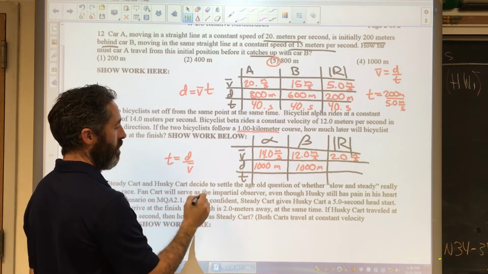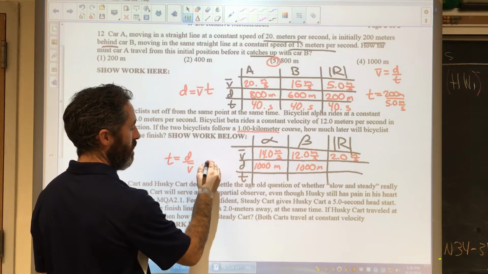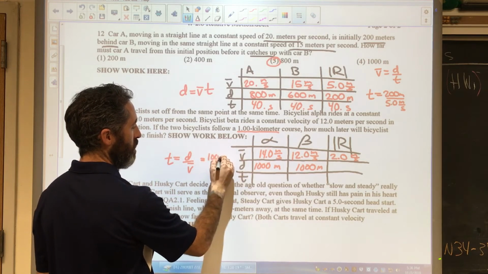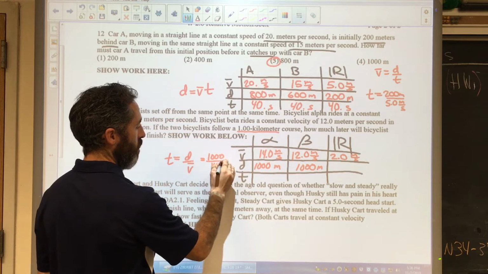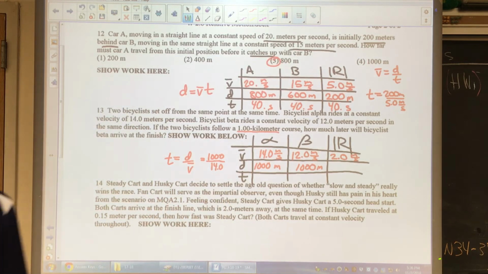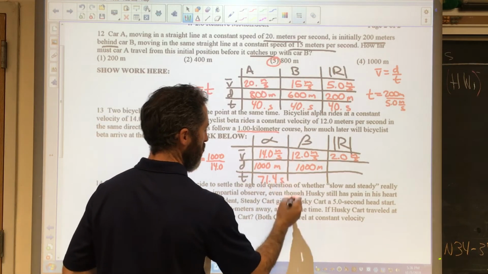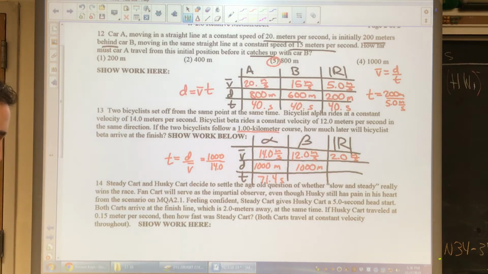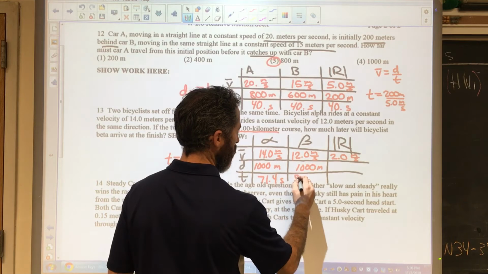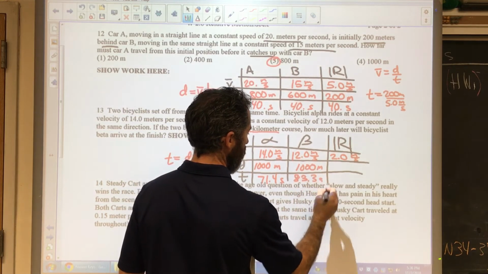over V bar. And so in the first case, that's 1,000 over 14. Double check that one, make sure I'm not a little bit off. 1,000 over 14. And you get about 71.4 seconds. The other one will be 1,000 over 12. And there's your 83.3 seconds.